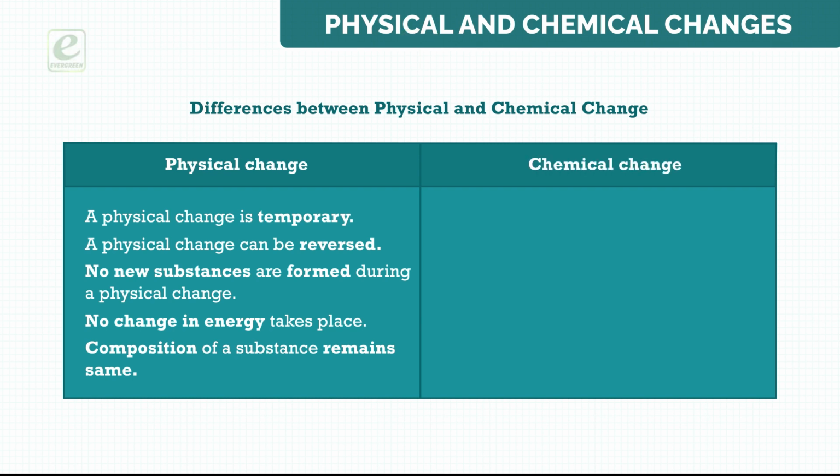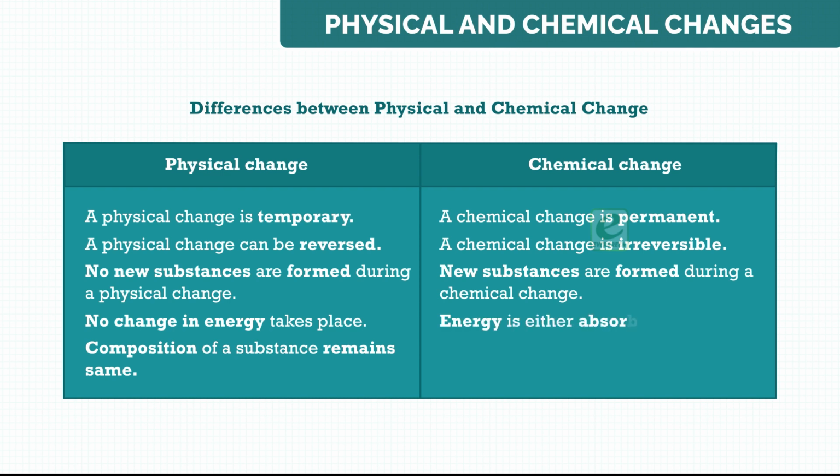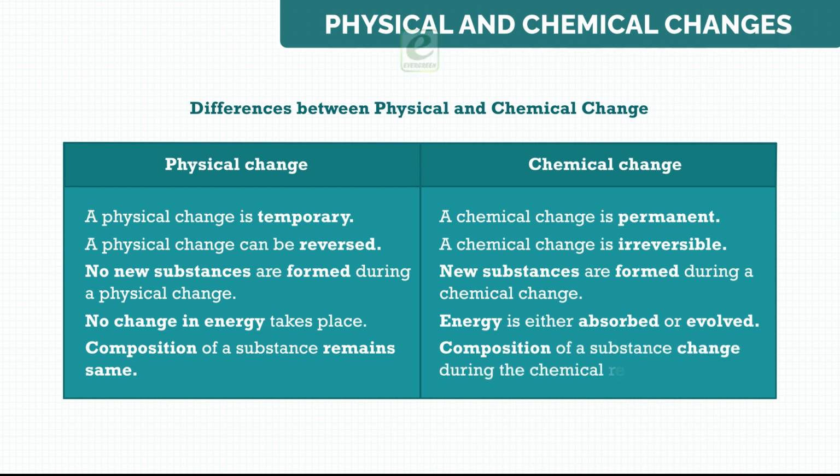Chemical change. A chemical change is permanent. A chemical change is irreversible. New substances are formed during a chemical change. Energy is either absorbed or evolved. Composition of a substance changes during the chemical reaction.